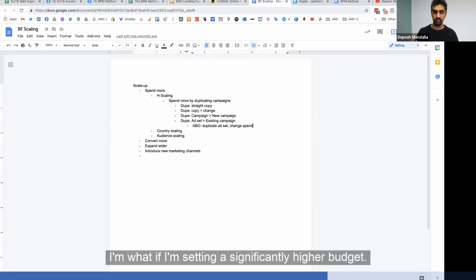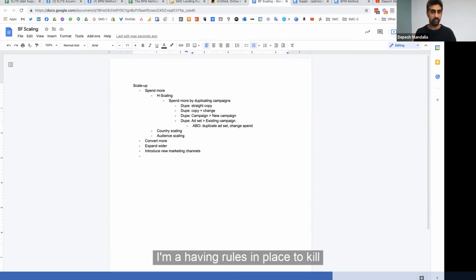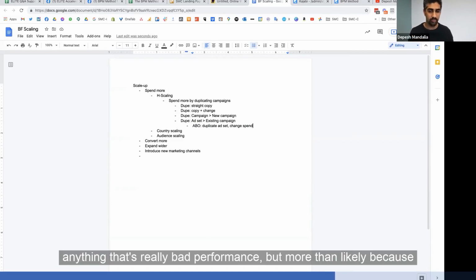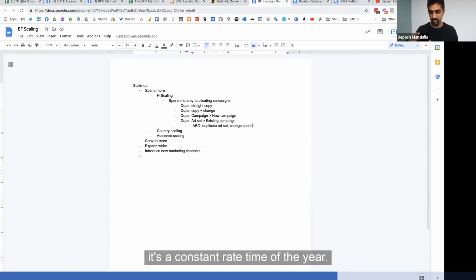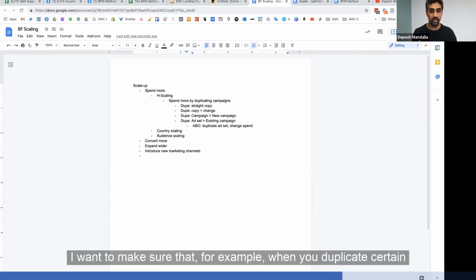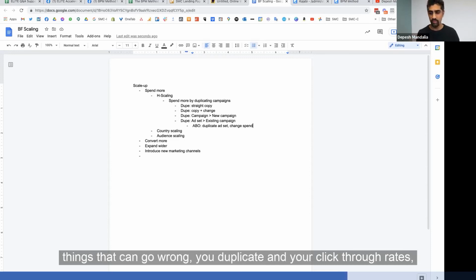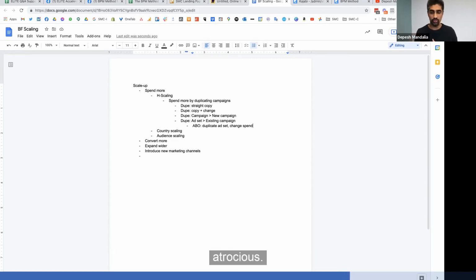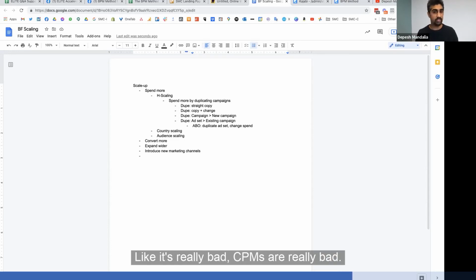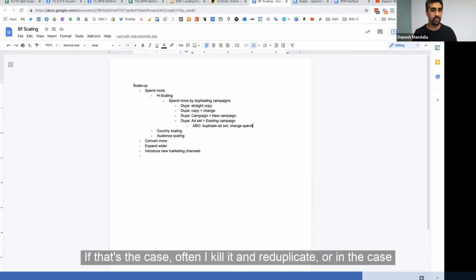In that case, if I'm setting a significantly higher budget, I'm having rules in place to kill anything that's really bad performance, but more than likely, because it's a concentrated time of the year, I'm looking at that myself. I want to make sure that, for example, when you duplicate certain things that can go wrong, you duplicate and your click-through rate's atrocious, like it's really bad, CPMs are really bad. You don't need to spend $100, $200, $300 to realize that's the case. You'll probably know that quite quickly. If that's the case, often I kill it and reduplicate.